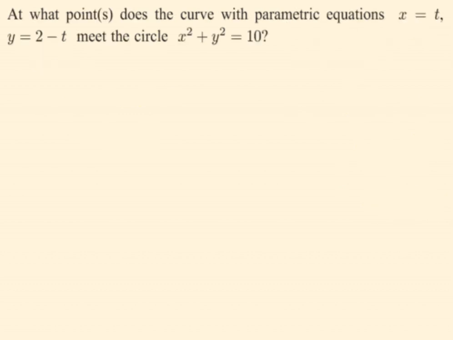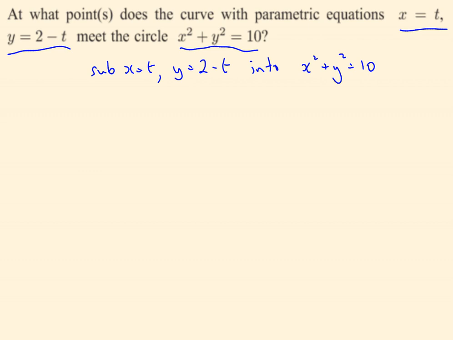Next example, we're looking at the point of intersection of a parametric equation. Here is my parametric form, meeting a circle, which is written in Cartesian form. Intersections would imply simultaneous equations where we substitute one equation into the other. So we'll substitute the parametric into the Cartesian equation, and we end up with one equation with one unknown, which we can then solve by expanding and collecting like terms.